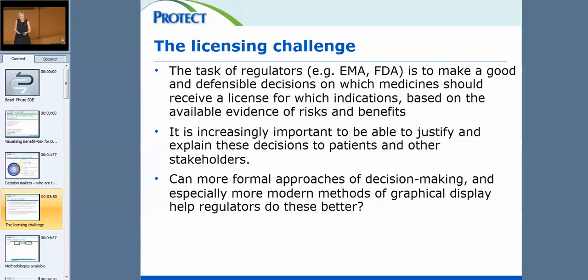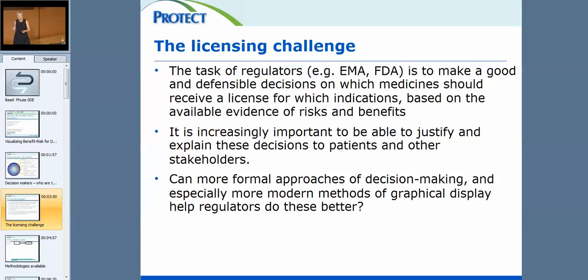Well, because someone asked me once, and they say thank you occasionally, but the task is to make good and defensible decisions on which medicine should receive a license. But it's increasingly important to be able to justify those, to explain those decisions to patients and other stakeholders. You know, why was Herceptin granted a license when other drugs might not be?